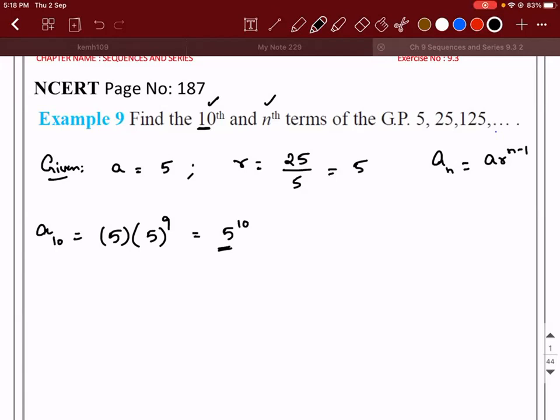So you need not find what is the value. Similarly, how will you write the nth term? AN will be equal to 5 into 5 power n minus 1. So it is 5 power n.